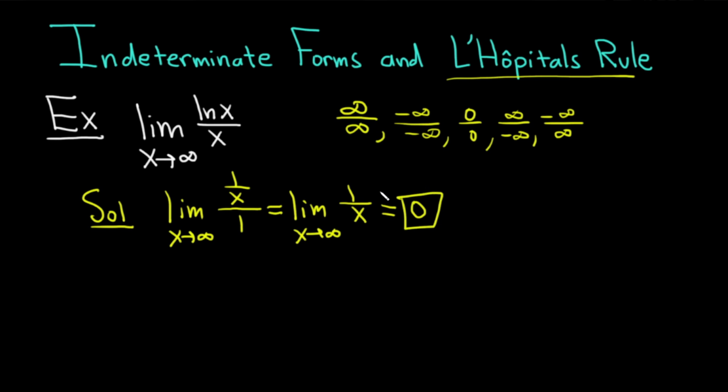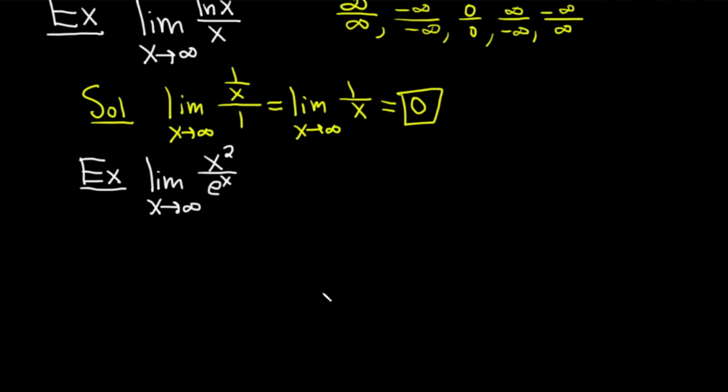Let's do another one. Part B, we have the limit of x squared over e to the x as x approaches infinity. Let's work this one out. Solution. So again, as x gets really big, the numerator also gets really big. So it's approaching infinity. Same thing on the bottom. e to the x is approaching infinity as x approaches infinity. So again, we have infinity over infinity. We can apply the powerful L'Hopital's rule.